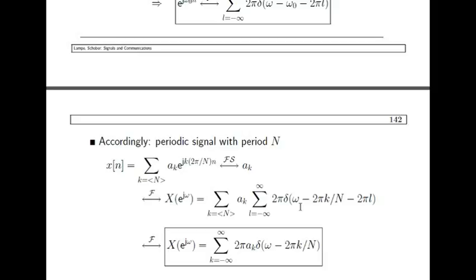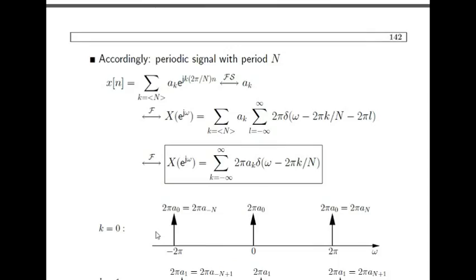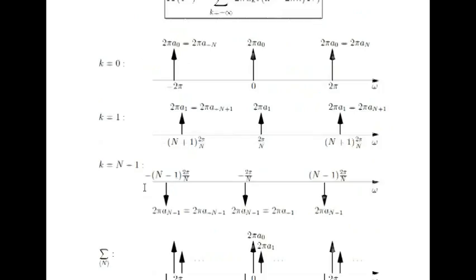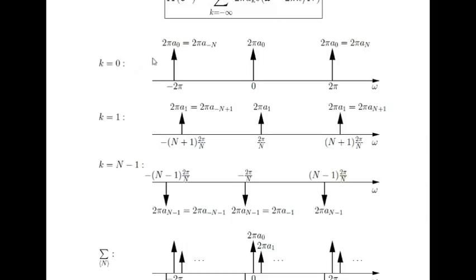Which can further be represented as 2π a_k δ(ω − 2πk/N). So we have deduced the general formula. This is the graphical representation for different values of k, and for different values of k, the Fourier series coefficients a_k will also vary. As you can see here, the graph changes; the height of each impulse changes.